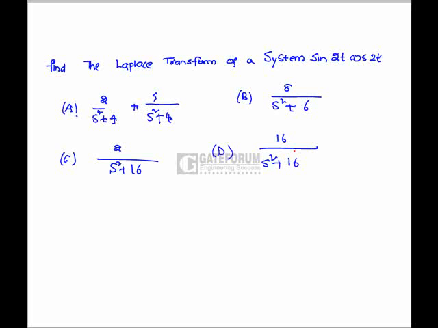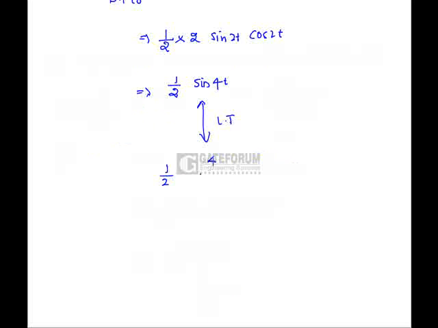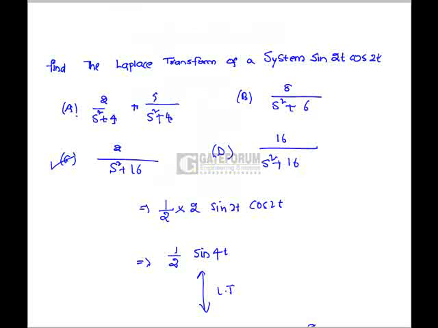The question is to find the Laplace transform of the signal sin 2t cos 2t. Here if we multiply the signal by 2 and divide it by 2, sin 2t cos 2t we can write as sin 4t divided by 2. So if we apply the Laplace transform to this signal, we get 1 by 2 times 4 divided by s square plus 16, which is nothing but 2 by s square plus 16. That is nothing but option C is correct.